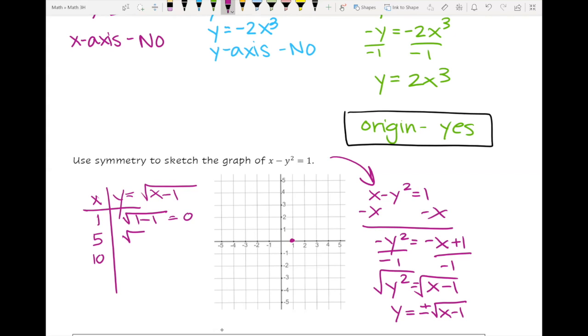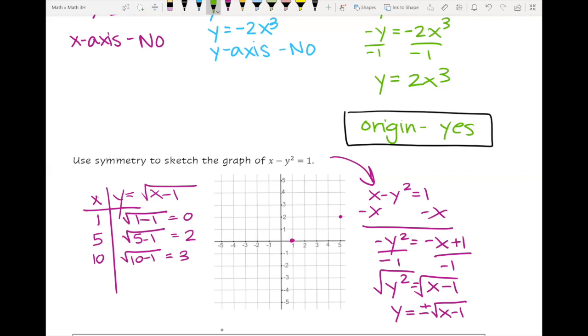When I substitute the 5 in, I get the square root of 5 minus 1, so the square root of 4, which is 2. When I substitute 10 in, I get the square root of 10 minus 1, so the square root of 9, which is 3. So this is kind of off the chart here, but I'm getting that basic shape. And that was the positive square root of x minus 1.